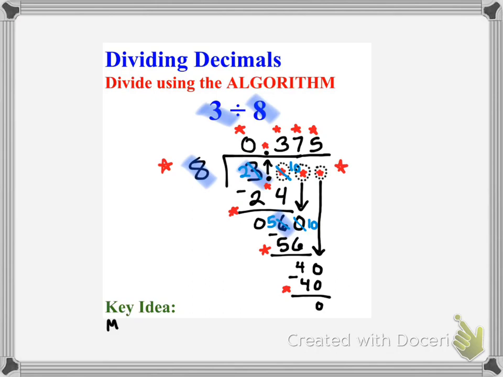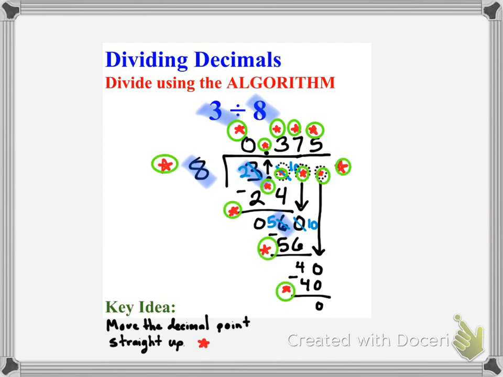So the key idea is that we have to move the decimal point straight up into our quotient, and that's going to give you a star. But remember, if there is no decimal, you have to put it there. Okay, that's the trick on this question. And the total number of stars for this one is 1, 2, 3, 4, 5, 6, 7, 8, 9, 10, 11, 12, 13, 14, 15. 15 stars for this question.